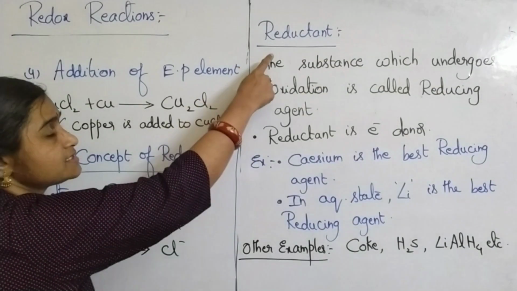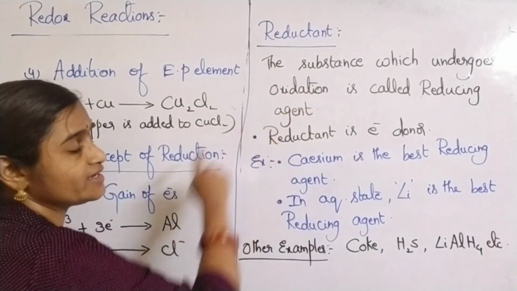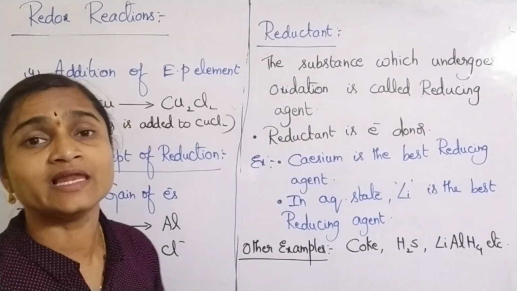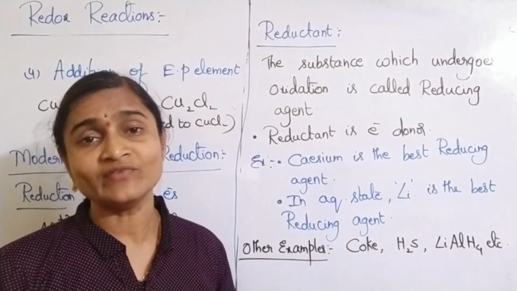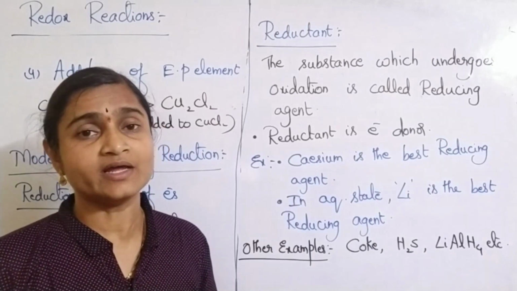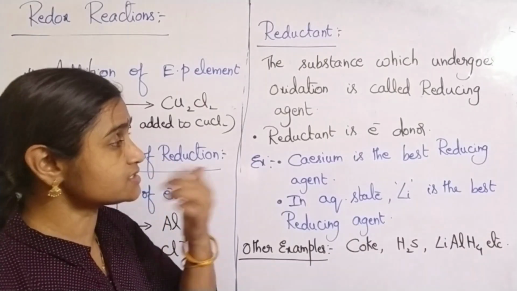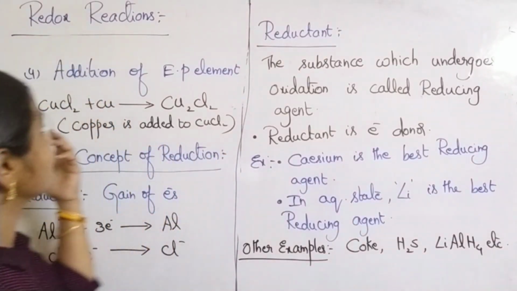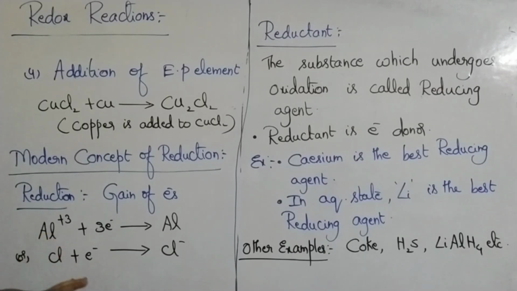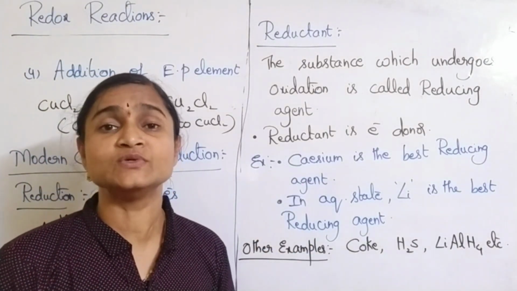Next, look at this: reductant. A reductant, or reducing agent, is a substance which undergoes oxidation. Reductant means electron donor. The process of gaining electrons is called reduction, and the substance which loses electrons is called a reducing agent.